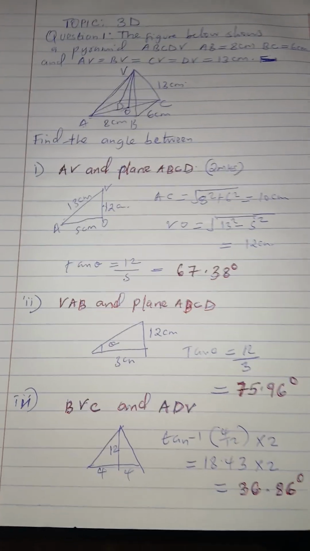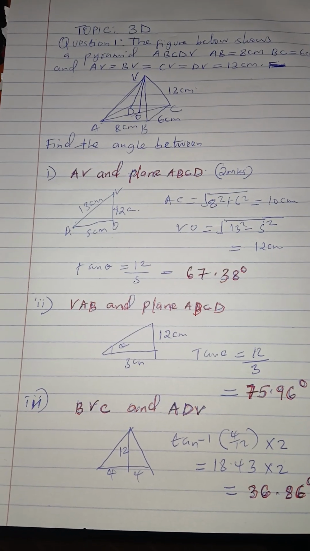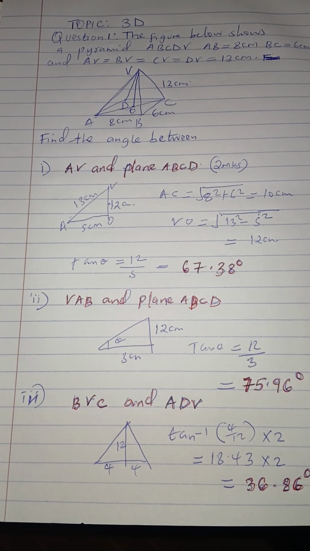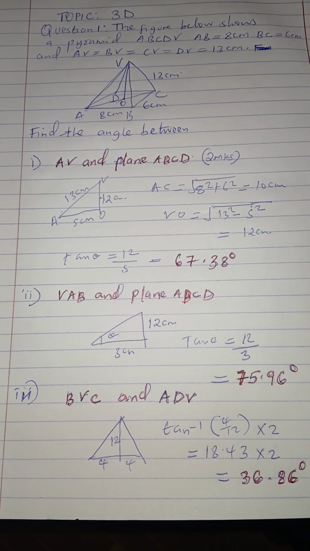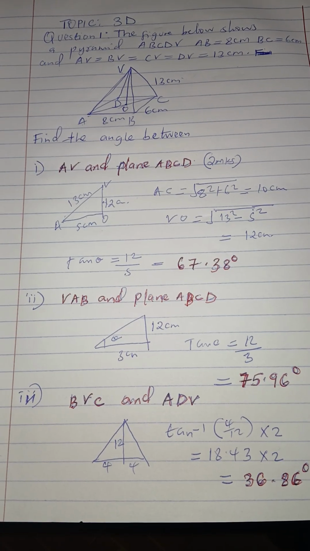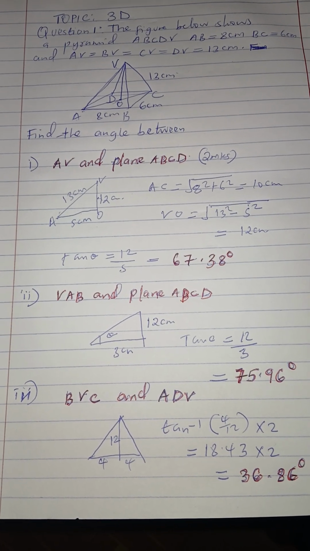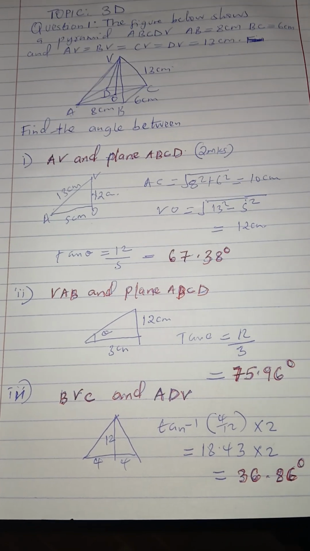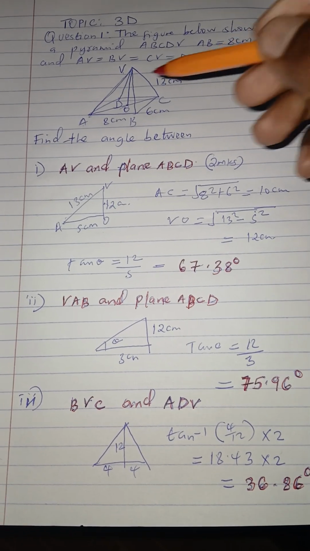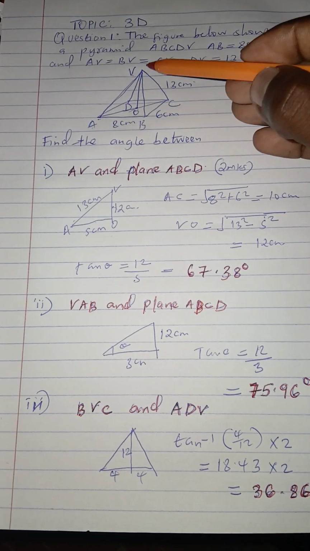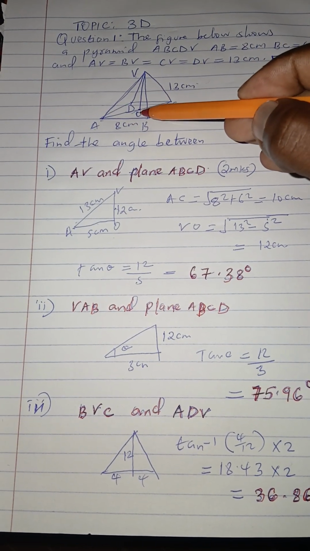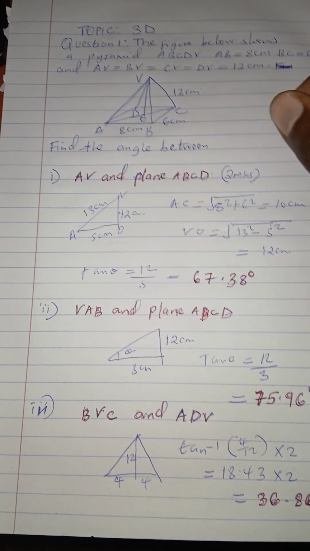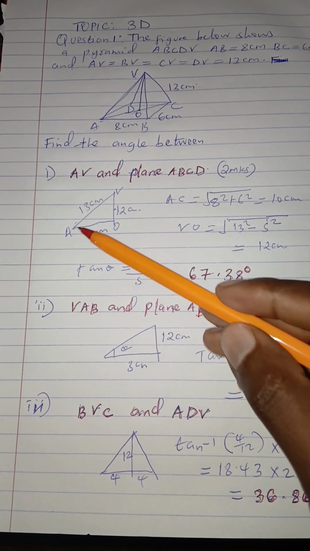That is a concept on the angle between a line and a plane. Now, to find an angle between a line and a plane, you find the angle between that line and the projection it makes on the plane. So the projection of AV on plane ABCD is AO. When you move from A to V, then downwards to O, then back to A, the projection of AV is AO. Therefore, I've drawn it here.